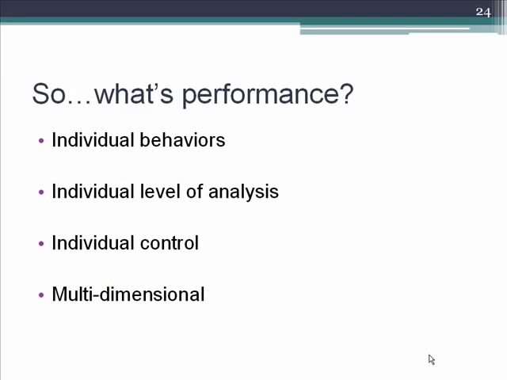So, summing things up, what is performance? Well, the first thing you need to know is that performance is behavioral, and it's an individual's behavior, not at the group level. And we also have to keep in mind that behavior is under the control of individuals. And finally, there are multiple dimensions of behavior as illustrated in Campbell's model, and we'll get into some other aspects of behavior or performance in just a few minutes.